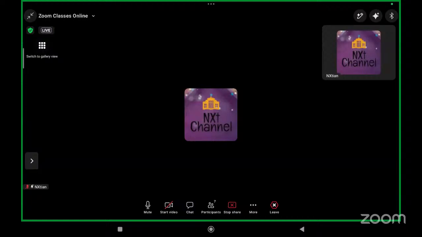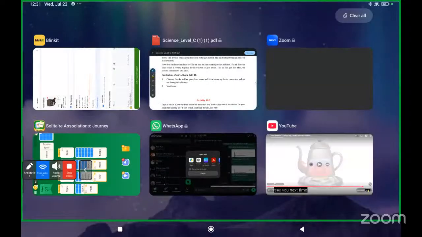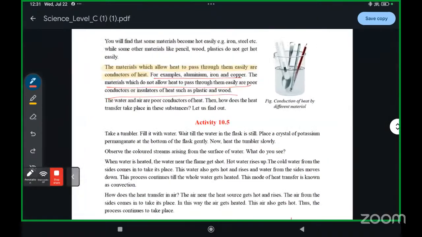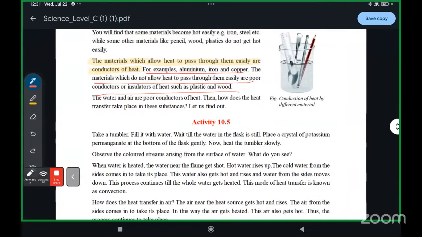Alright. So, where were we? Yeah. Conduction, convection, and radiation. Now, what happens in conduction? Heat transfers through when the base of something touches fire.